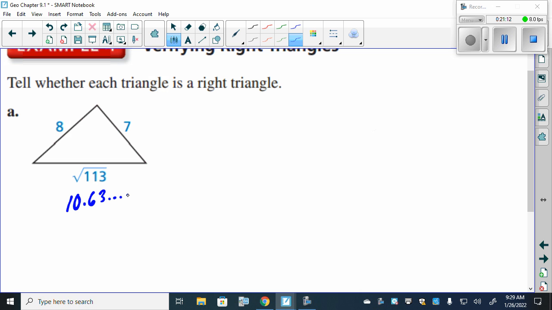So the square root of 113 is the hypotenuse. Any questions on this here? So we're going to use the Pythagorean theorem to see if this is a right triangle. Because if a squared plus b squared does equal c squared, then it is a right triangle.